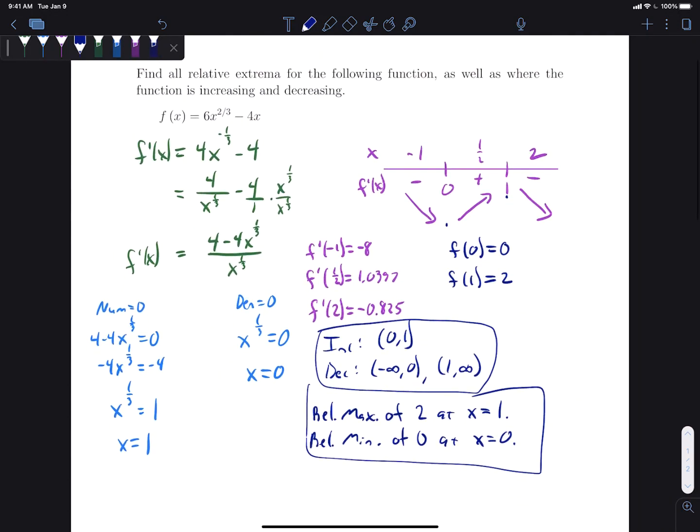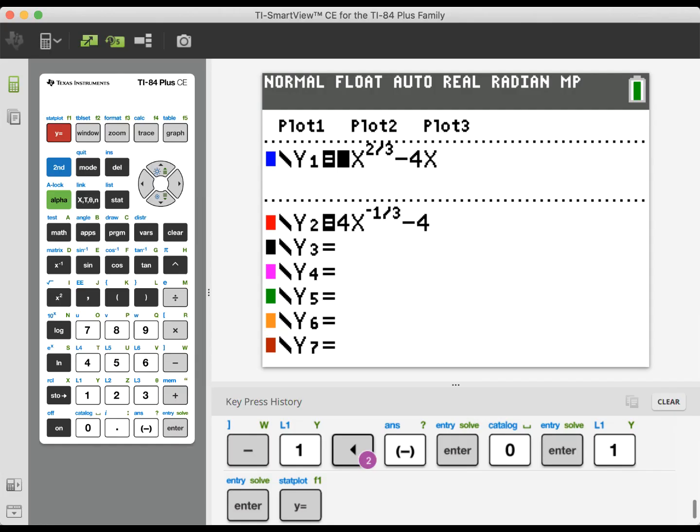All right, now that you have seen the calculus, I do want to show you what this looks like on the calculator, so I'll see you there.